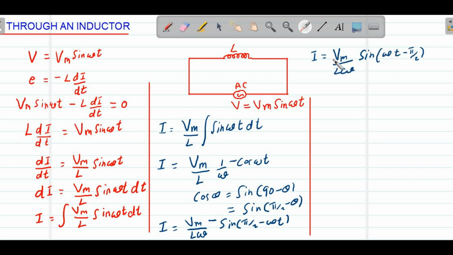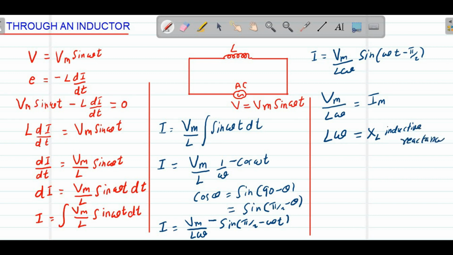So the peak value of current we can obtain from Vm by L omega. It is just like I equal to V by R. So this Vm by L omega can be written as Im, the peak value of current. If you consider this just like the Ohm's law equation I equal to V by R, the position of resistance is occupied by L omega. So this L omega we are giving a new name: L omega is equal to XL. The symbol is XL, subscript L. It is called inductive reactance.